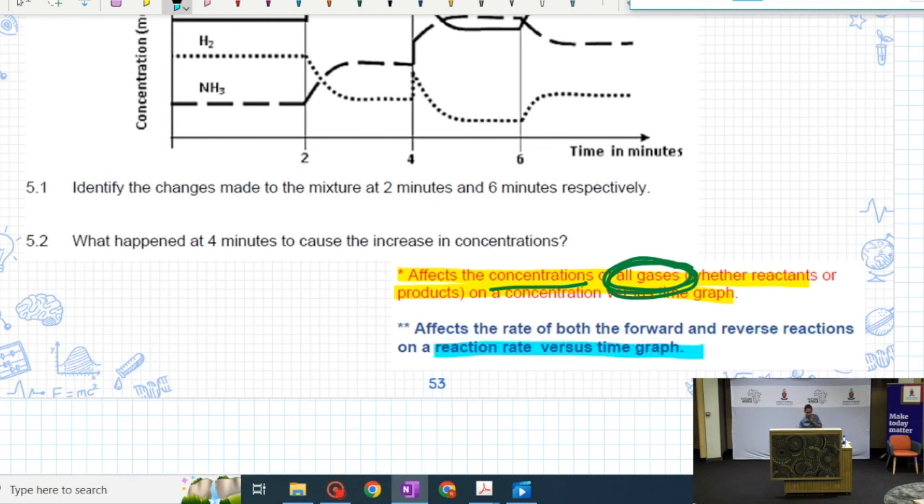But when you are dealing with a graph of reaction rate versus time, then what you guys must look out for is temperature. Temperature, if you have an increase in temperature, the rate of both the forward and the reverse reaction will be favored. And what's the reason? Why do both of them increase?